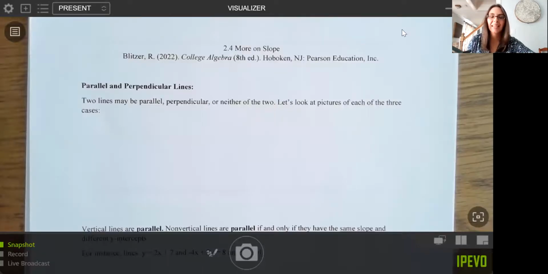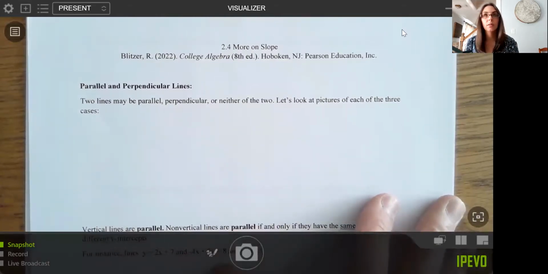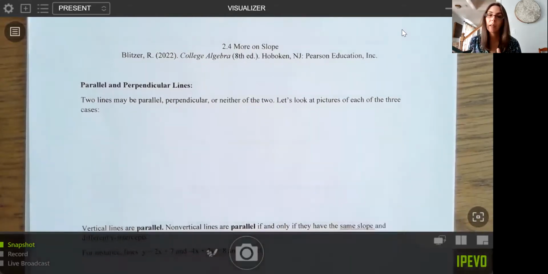Welcome back, everybody. In this section, we're going to talk more about slopes. So really just continue that discussion we were already having back in section 2.3 and keep elaborating there. The first thing we're going to talk about in reference to slope are two types of pairs of lines, parallel and perpendicular lines. Not every pair of lines is parallel or perpendicular, so we're going to look at examples of each so that you can recognize them.